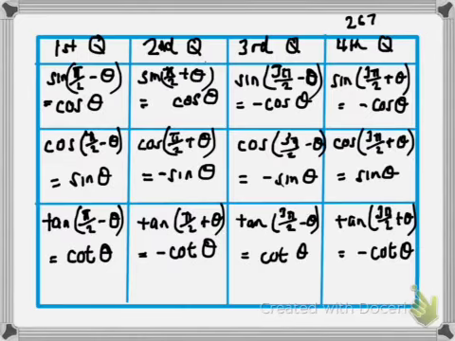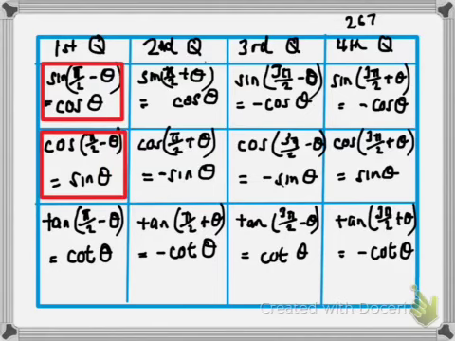For the first quadrant, you can see the rules I've already identified. Sine of 90 minus an angle equals cosine of that angle. Cosine of 90 minus an angle equals sine of that angle. Now, tan of 90 minus an angle equals cot of that angle.